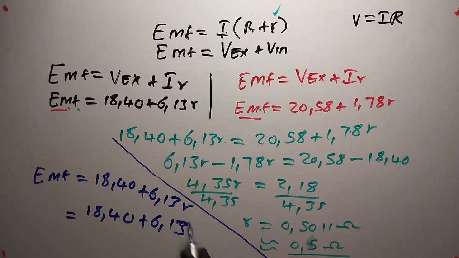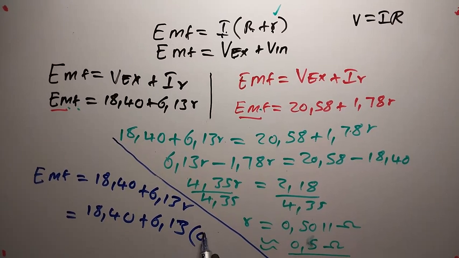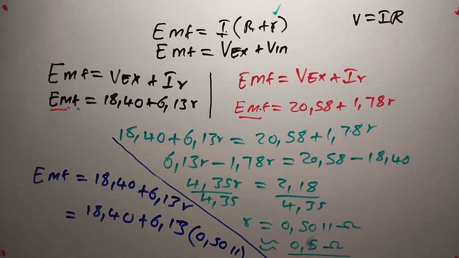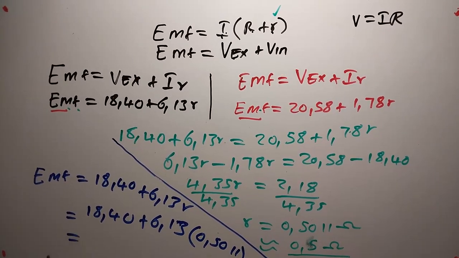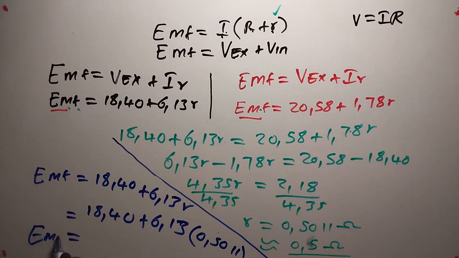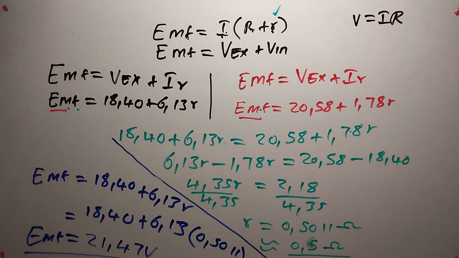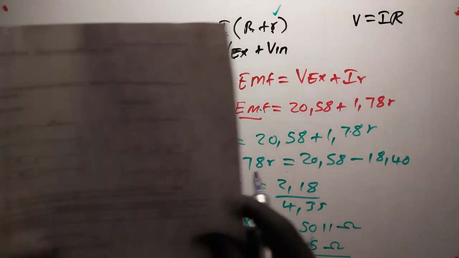Now you know internal resistance. I'm going to write this one, 0.5011. You're going to get that your EMF is going to be what? It's going to be 21.47 volts. Now that is the EMF they are looking for. I hope you can see. That was simple, okay? So if you want to take some notes, try to pause the video. I want to go to the next question.